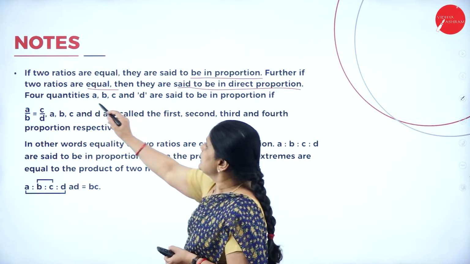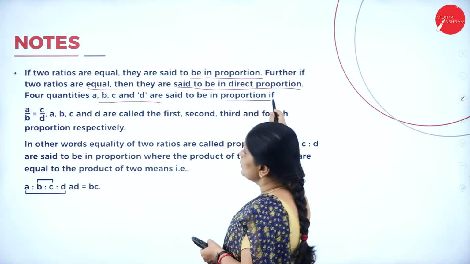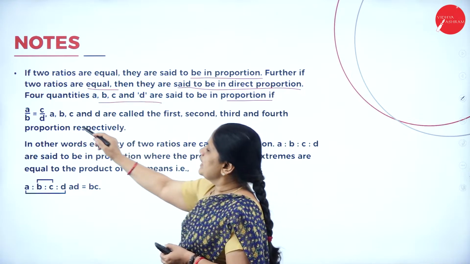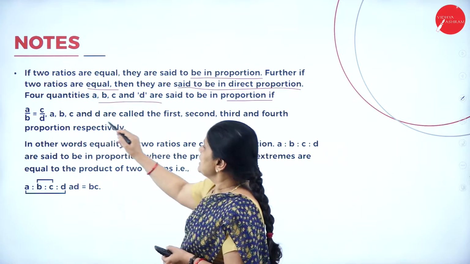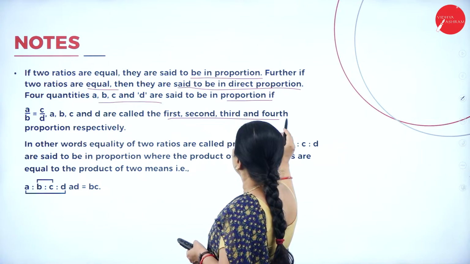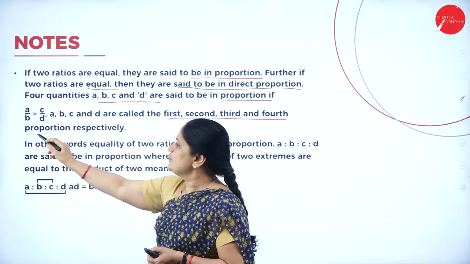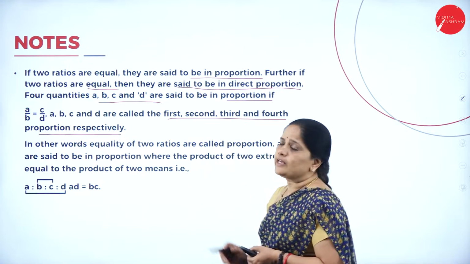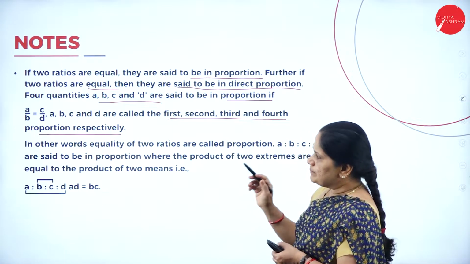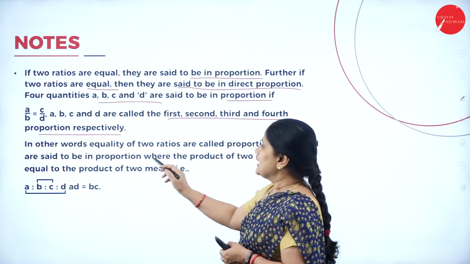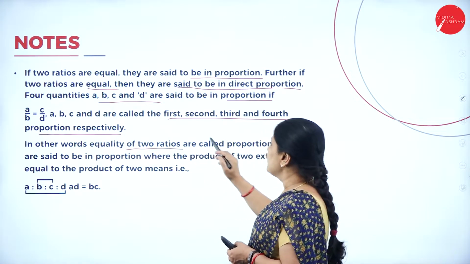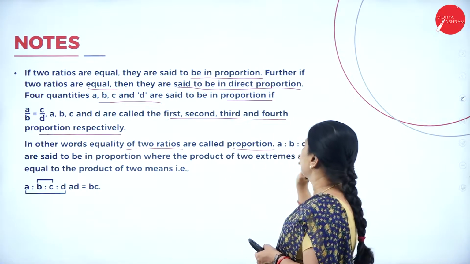Four quantities A, B, C and D are said to be in proportion if A by B is equal to C by D, and A, B, C and D are called the first, second, third and fourth proportional respectively. So, A by B is equal to C by D, and that will be the proportion. In other words, the equality of two ratios is called a proportion.